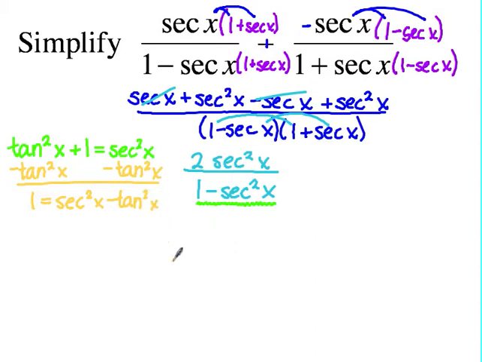Okay, and then you would do what? Put secant squared x on the other side. Good. So on the left side, you have 1 minus secant squared. What do you have on the right side? Negative tangent squared. So now, in place of 1 minus secant squared right here, I'm going to put negative tangent squared.